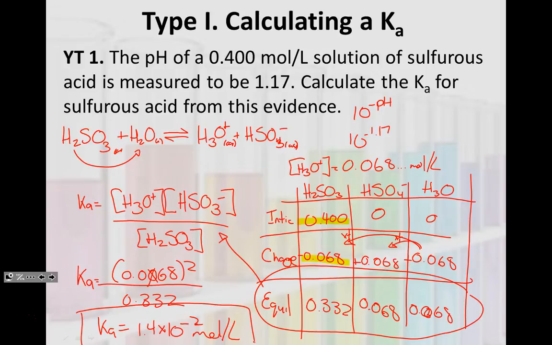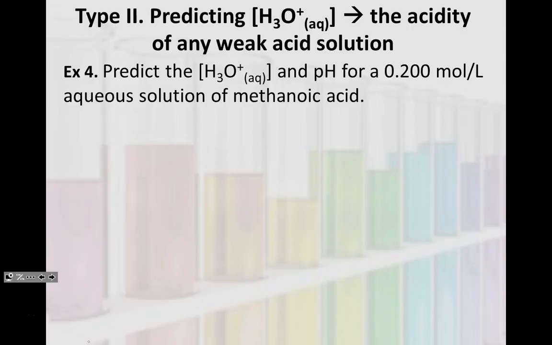Okay, so we're going to look at the second type of question here today, which is predicting the concentration. So we're going to be working backwards here, but there are some things that we're going to note that we kind of skip over. So predict the hydronium ion concentration and pH, so that means I'm going to figure out my hydronium concentration and then figure out the pH, using the negative log of the hydronium ion concentration.